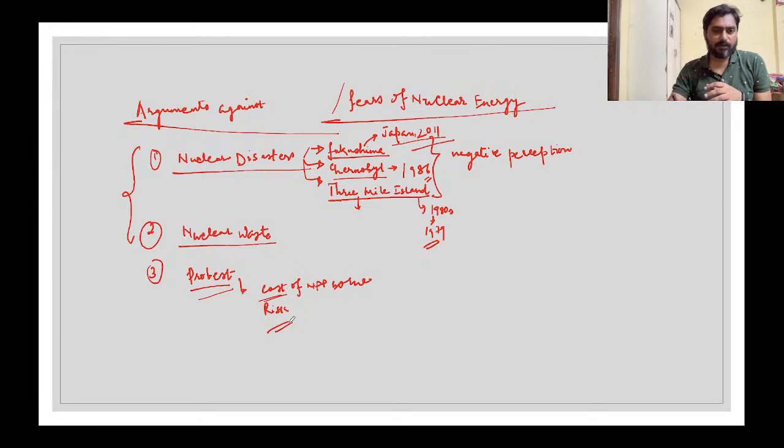So these are your fears. See, fishermen are also opposed to nuclear power plants. Why are fishermen opposed to nuclear power plants? It is because these nuclear power plants are mostly set up in the coastal belt.